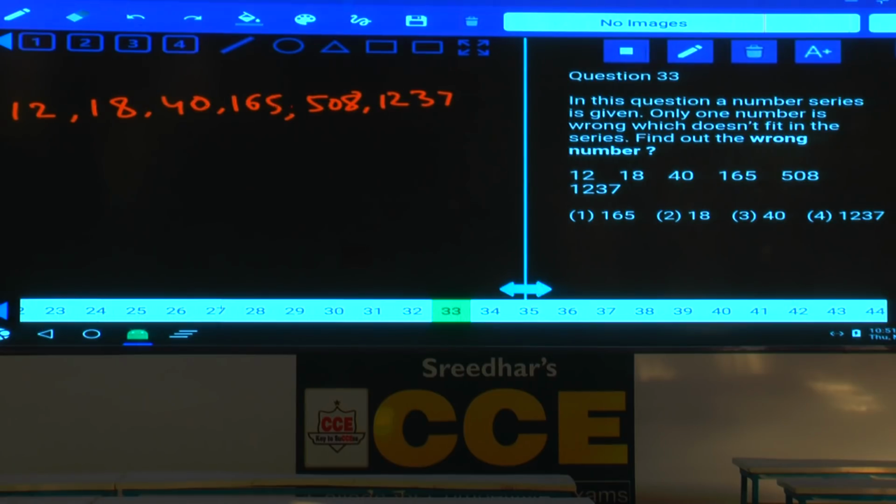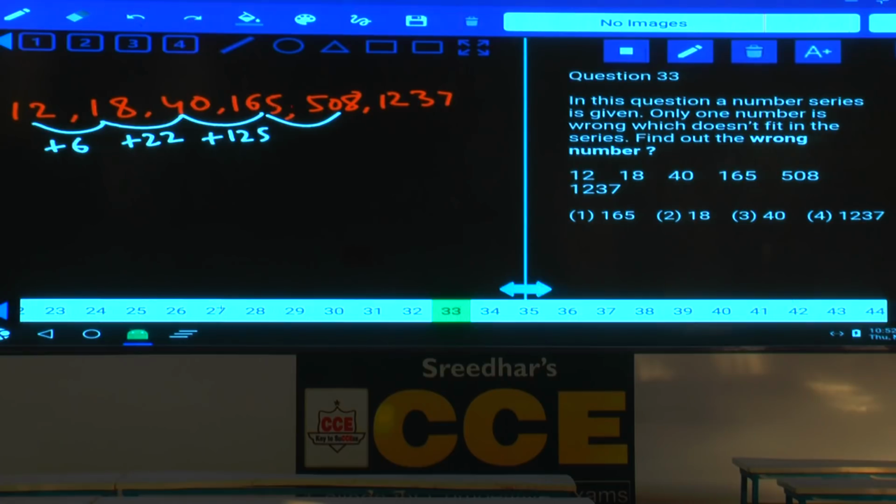Then 12 and 18, tell me what is the difference between these two? Difference is 6. And 18 and 40, the difference is how much? 22. And 40 and 165? 125. Now we got a number 125. 125 can be written as 5 cube.